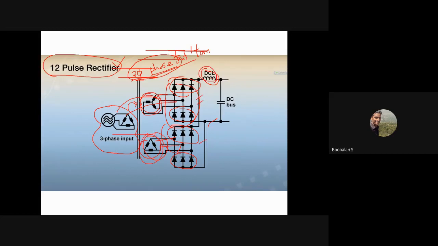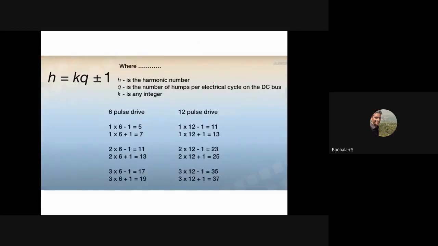How could we find out harmonics, right? This is a simple formula. You could find out your harmonics value. This formula is called H equals kq plus or minus 1. Here k denotes the harmonics order, right? So 1, 2, 3, 4, and q is the number of switching devices, how many switching devices we are using, plus or minus 1. This is the formula, right?